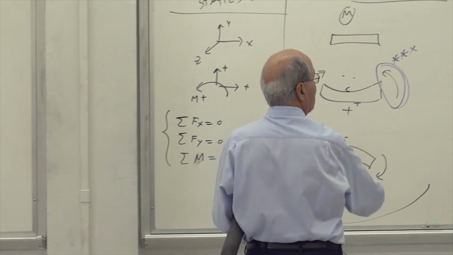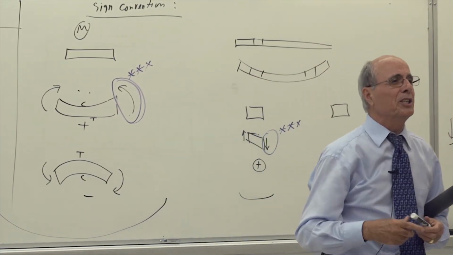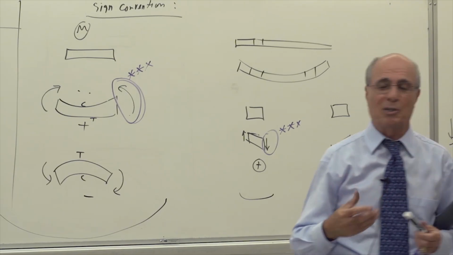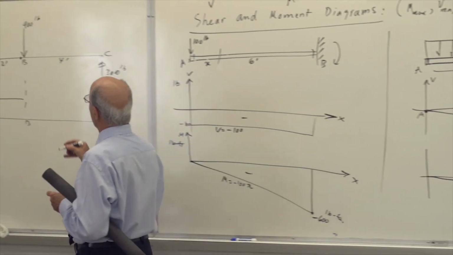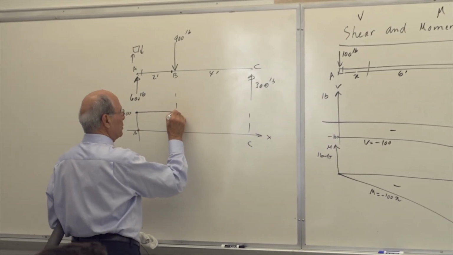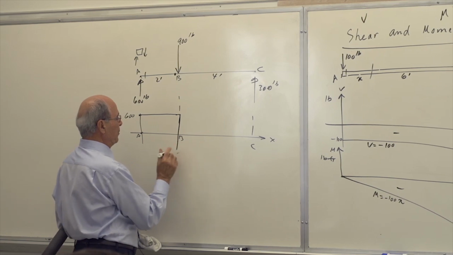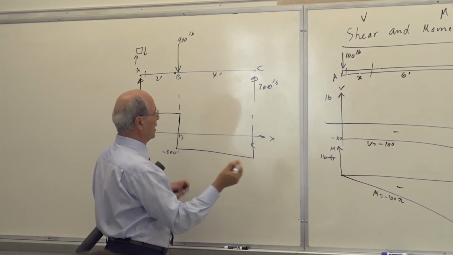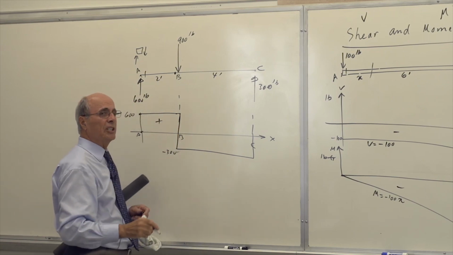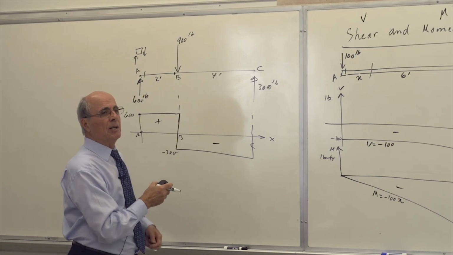If 900 is down, it gives me this one, which is negative. Therefore, I should be going down, not up. Everybody see what I'm talking about? Therefore, at plus 600, as soon as I pass there, I should be going down how much? 900. So I end up with minus 300. It goes up 300, and we are back. So this part of the shear is plus. That part of the shear is minus.